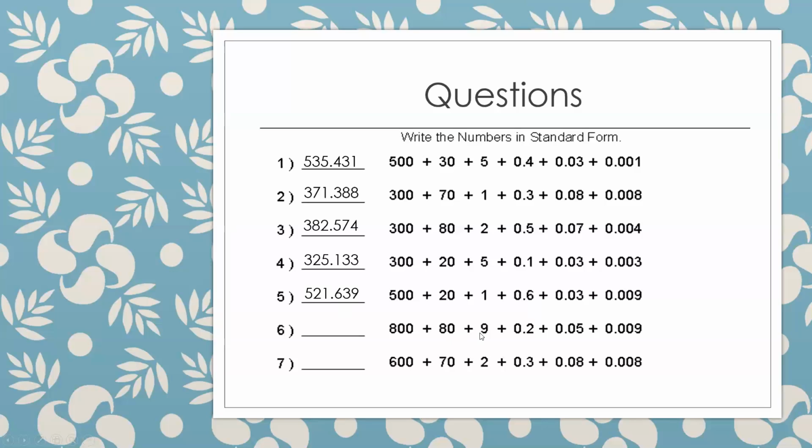The next, sixth question. 889 is what you get when you add up the whole numbers, and the fractional part is 0.2 plus 0.05 plus 0.009, which is nothing but 0.259, so the answer is 889.259. The last question. 600 plus 70 plus 2 is 672, plus the fractional part. 0.3 plus 0.08 plus 0.008 will be nothing but 0.388, so the answer is 672.388.